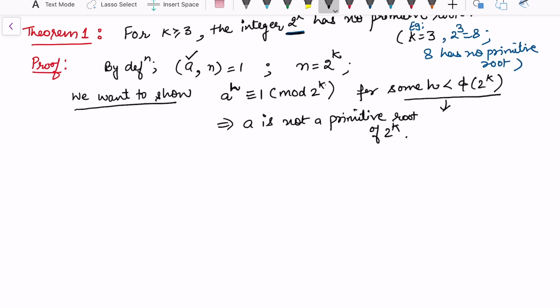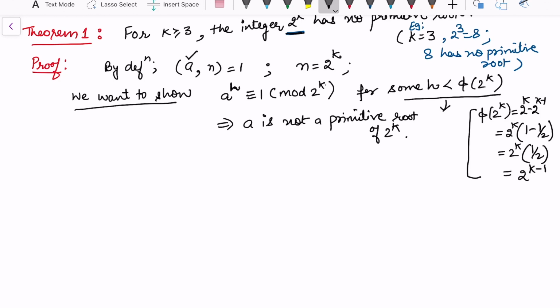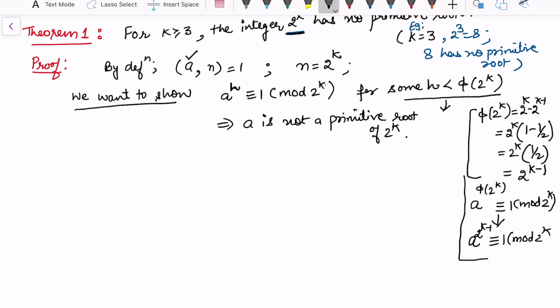Let us also see what phi of 2 to the power k is. By formula, phi(2^k) = 2^k minus 2^(k-1). I can take 2 to the power k common, and then I have 1 minus 1 by 2, which is 2 to the power k into half. So this is 2 to the power k minus 1. What we wanted is a to the power phi of 2 to the power k congruent to 1 modulo 2 to the power k for a primitive root, or in other words, a to the power 2^(k-1) congruent to 1 modulo 2 to the power k. This is what we desired.